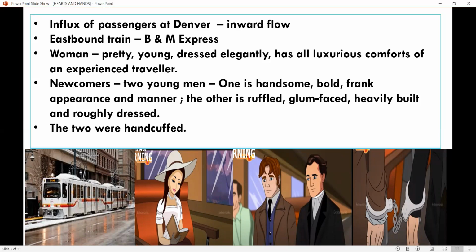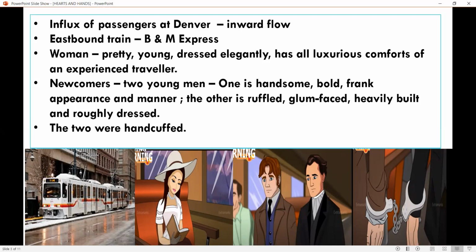Now, the story starts at Denver railway station. A train stops there and so many passengers board the train. Influx means the inward flow. The passengers flow inside the train and they are seated. Now, what's the name of the train? Its name is B&M Express. All right. And where is it heading to? It is heading towards the eastern side. Okay, towards the eastern direction.